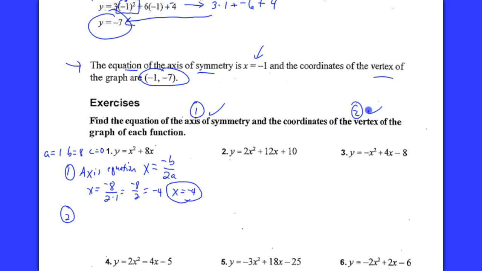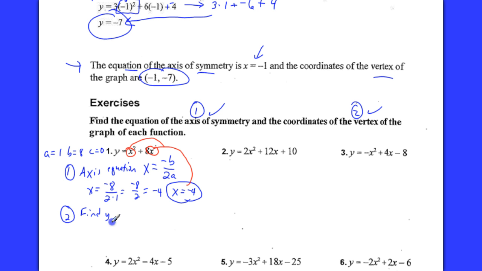Now we need to find the vertex. Well, I know that if the vertex x value is negative 4, what we have to do is substitute that in and find y. I'm going to change to red now just to give you a difference of the two. So number 2, we'll find y. If I'm going to find y, I have to take this x value and substitute it in for that x and for this x.